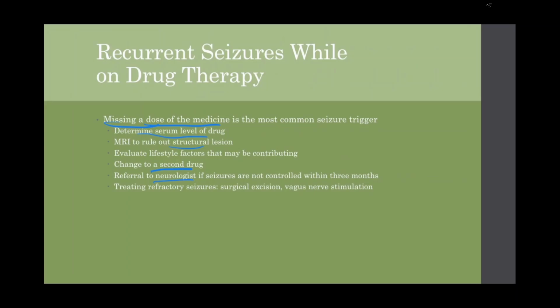Then your refractory seizures, meaning they're not responding to your medications. You put them on Keppra, it didn't work. You put them on Dilantin, didn't work. You put them on topiramate, nothing's working. You put them on multiple drug therapy, they're still having seizures. Then you can start worrying about that surgical excision we talked about, or even vagus nerve stimulation to help calm the brain down. Remember, the vagus nerve is parasympathetic, so if you stimulate it, it will hopefully stimulate the brain to calm down.